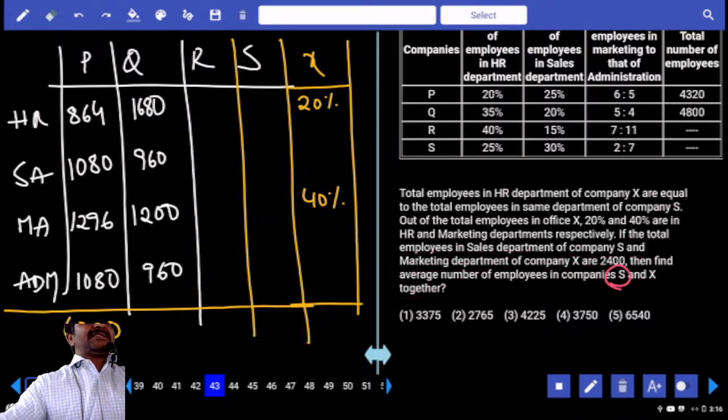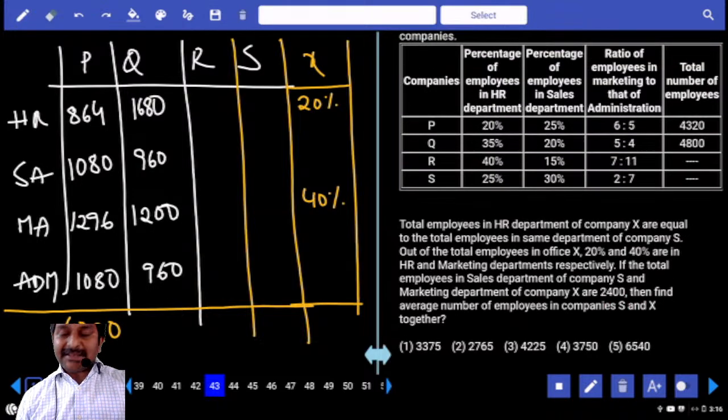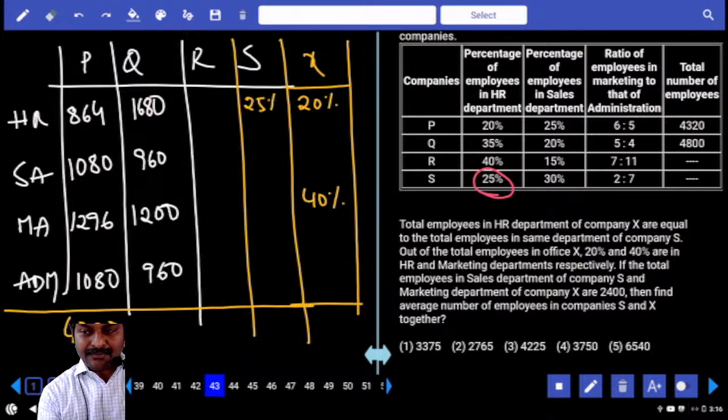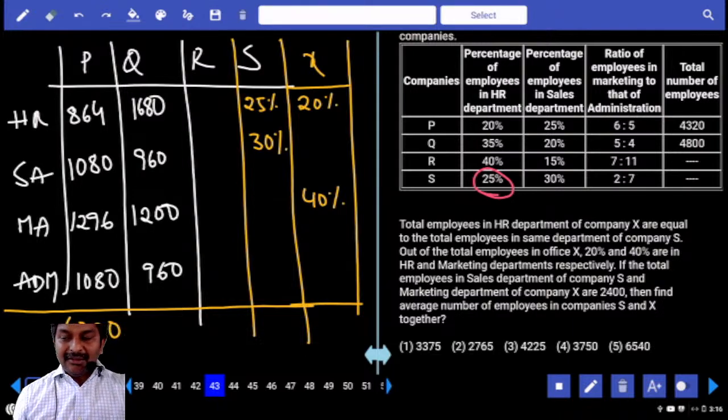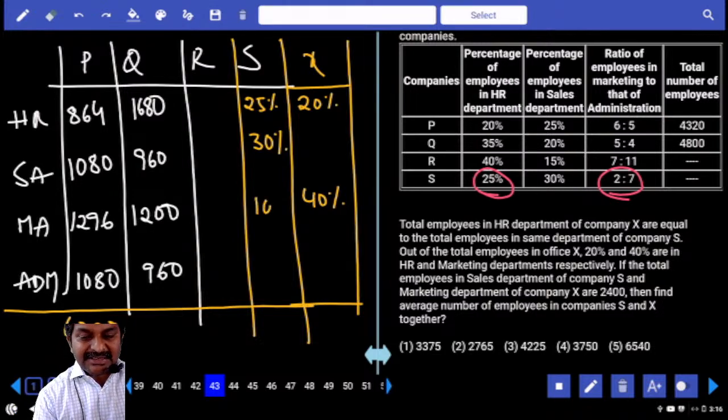In company S, let's say 100% are there. Then company X also 100%. Then average is also 100%. Finally, we need to find out 100% value. When you look at company S, HR we have 25%, sales we have 30%. So far, 55% is over, 45% is remaining, that is divided into 9 parts. Each part is equal to 5. This is 10%, this is 35%.